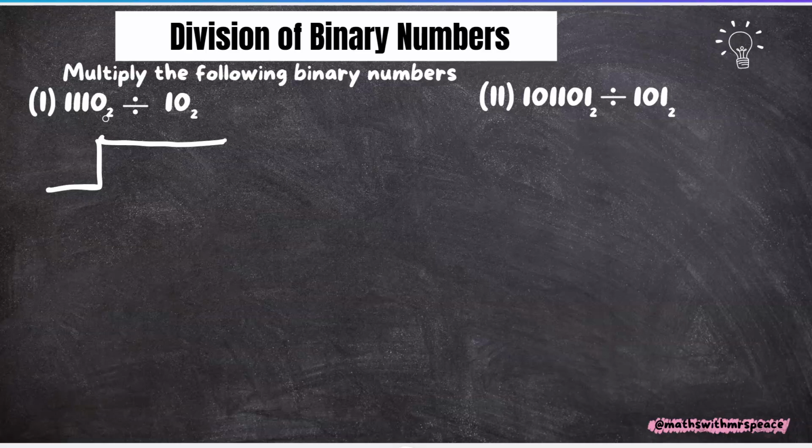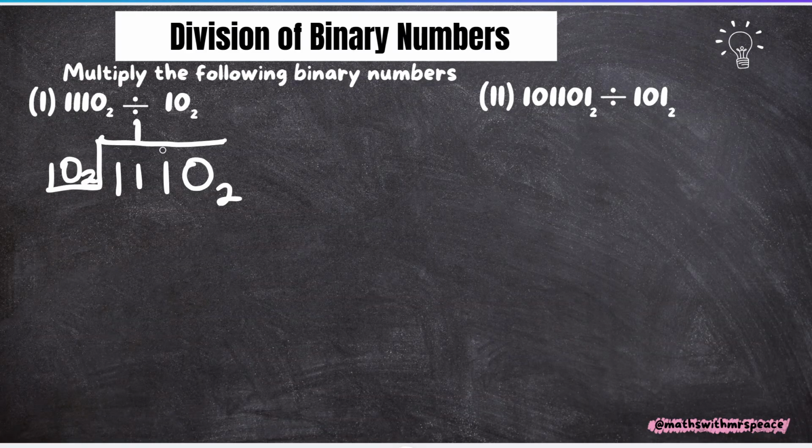So I'm going to write the first number here, 1110 in base 2. And then I'm going to write the second number, which is the divisor, 10 in base 2. So this is the dividend and this is the divisor, and we're going to go ahead and divide. So we'll be using the first two digits here. Of course, we know that 1 divided by 10 is not going to go through, so I'll take the first two digits, 1, 1, and when I divide that by 10, I'm going to get 1.